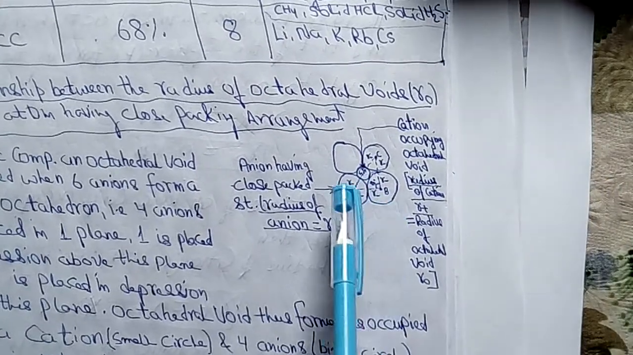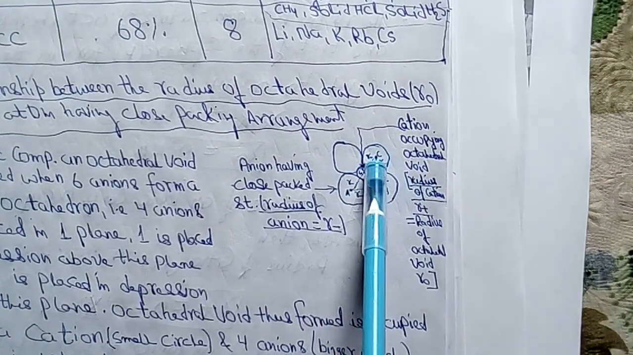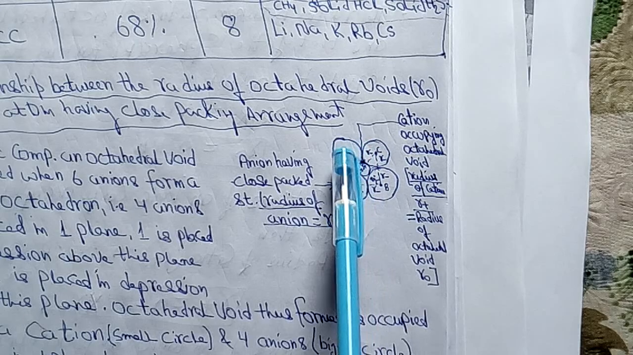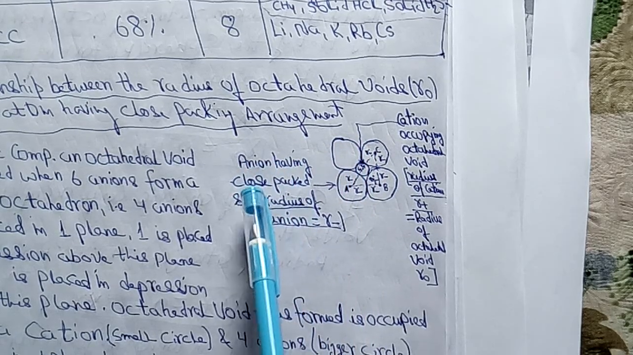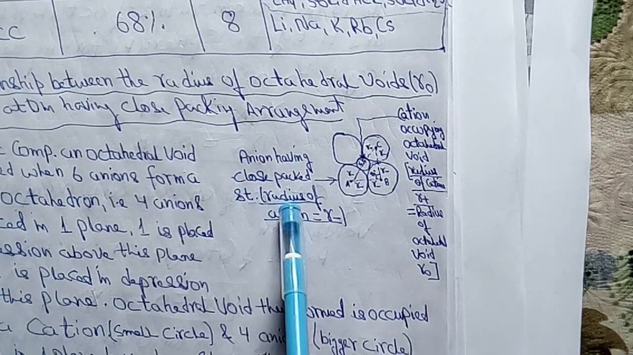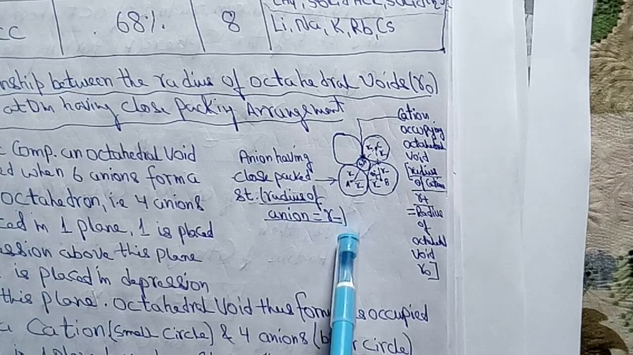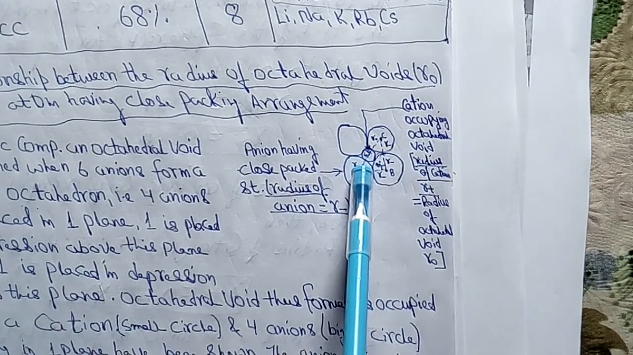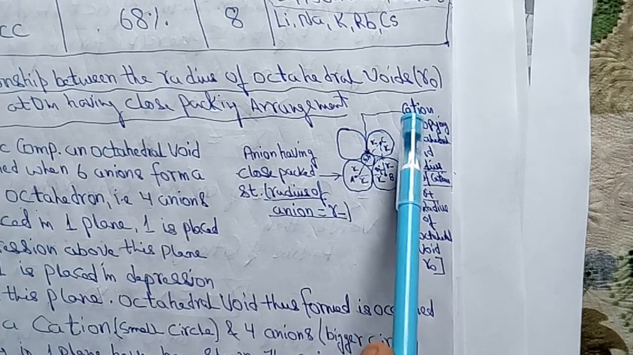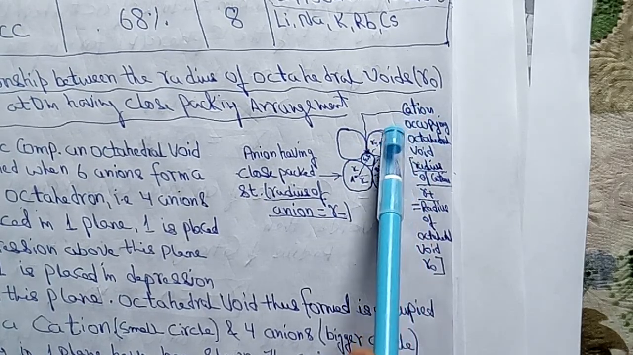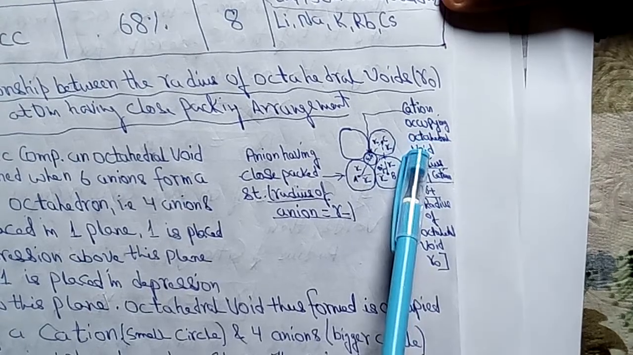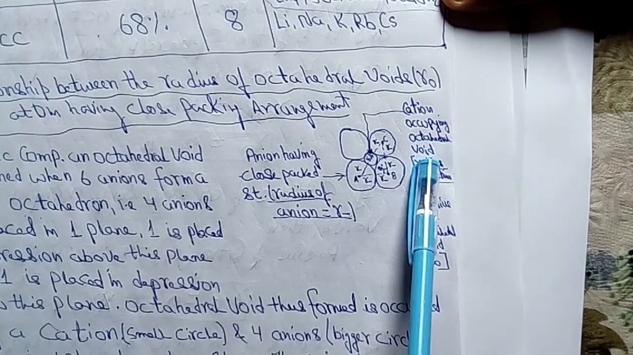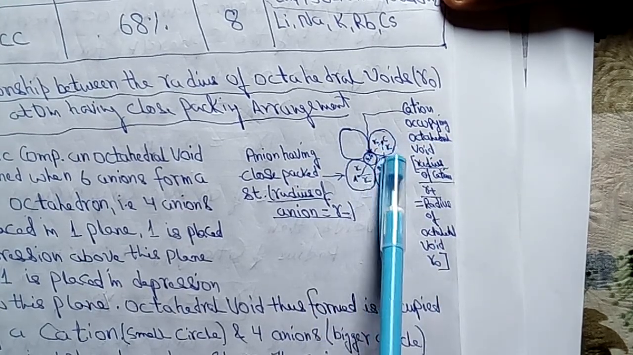Just focus on this structure. These are the anions, 1, 2, 3, 4. Anion means negative charge ion. They are bigger in size, having a close packed structure. The radius of the anion is shown with small r minus. So these are the four anions, and at the center is the cation, which is small in size. The cation occupies the octahedral void.